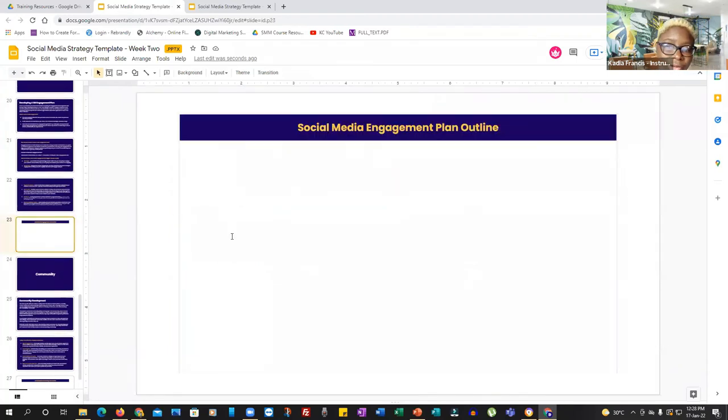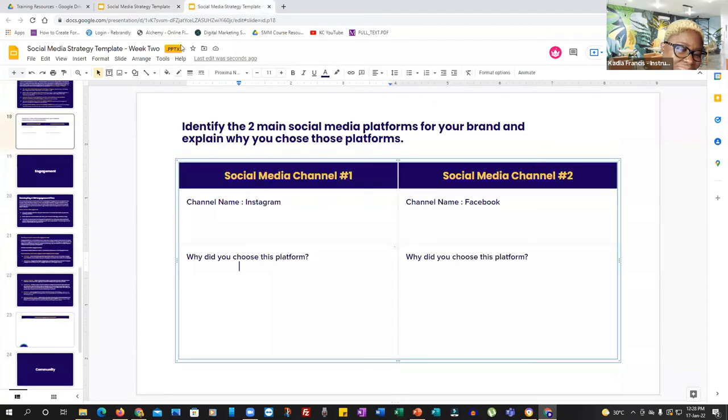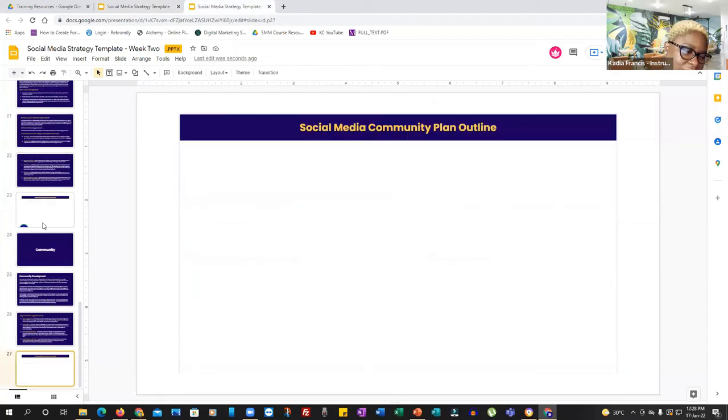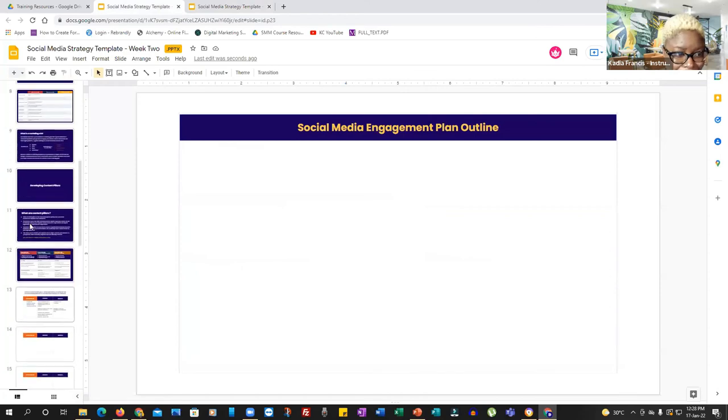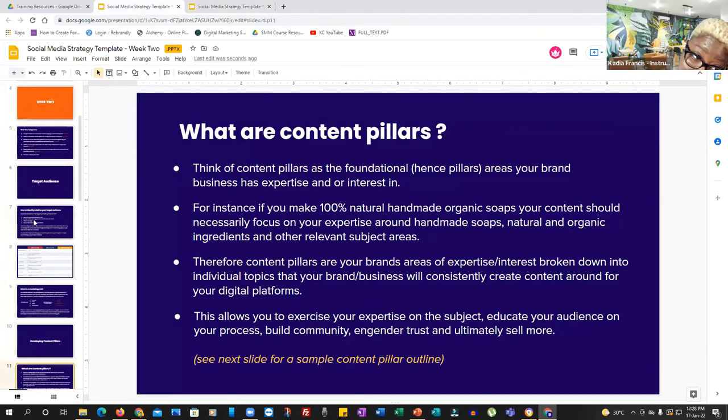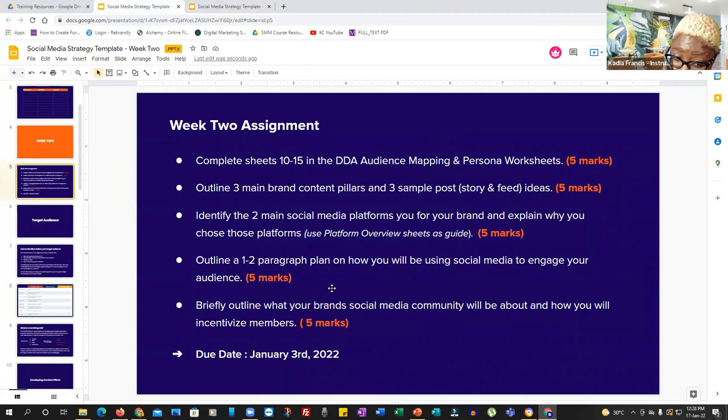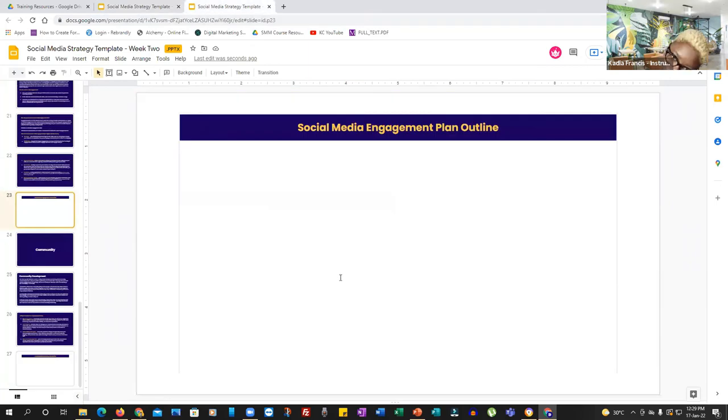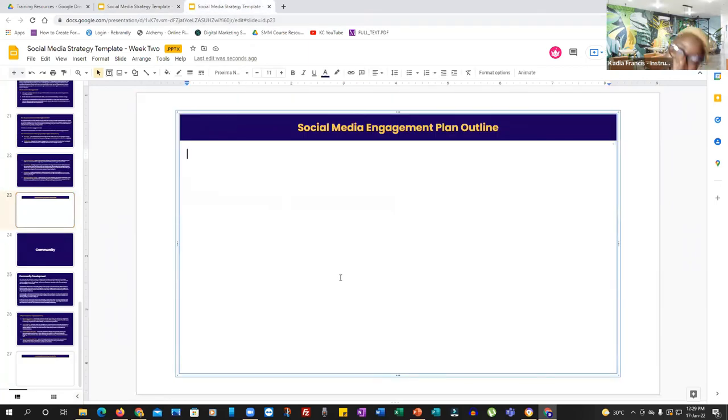Coming down to here, social media engagement plan. This hurt my spirit. Let me tell you why. The instructions were, outline a one to two paragraph plan on how you will be using social media to engage your audience. I'm going to get bullet points. I'm going to get people explaining to me instead of telling me.